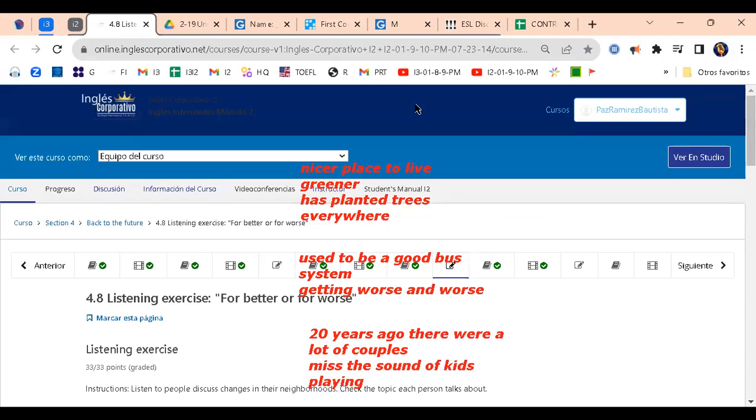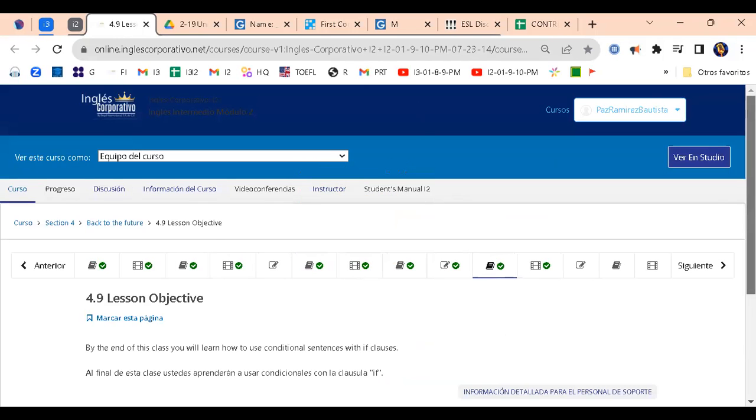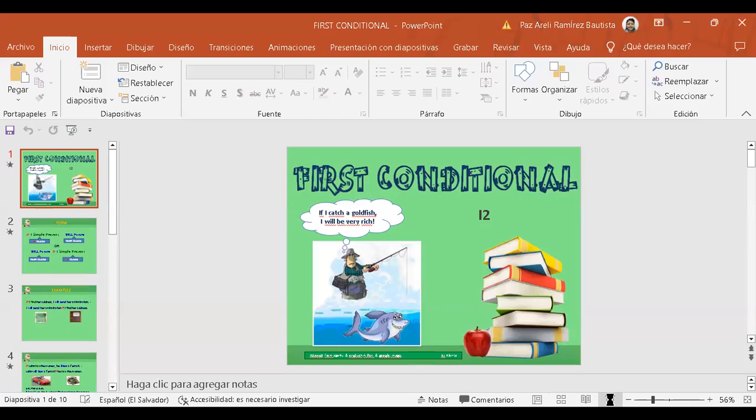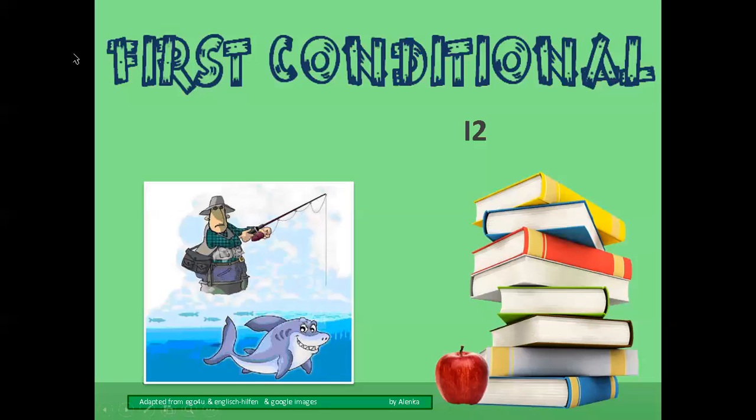So now we'll continue with our next lesson objective, which is that by the end of this class, you'll learn how to use conditional sentences with if clauses. In order to do that, we're going to check some examples, the structure, and some common examples, okay? Can you see that presentation? Yes. Okay, good.